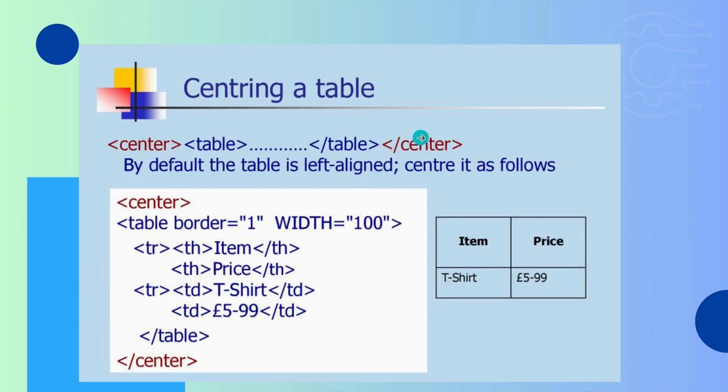Now we learn centering of a table. By adding a center tag before the table tag, the table is centered, whereas otherwise it is left aligned. As you can see, we have mentioned a center tag before the table tag. So the result shows that the item and the price are centered, whereas the t-shirt and the $5.99 have been aligned towards the left, because the center tag has been applied to the table here.